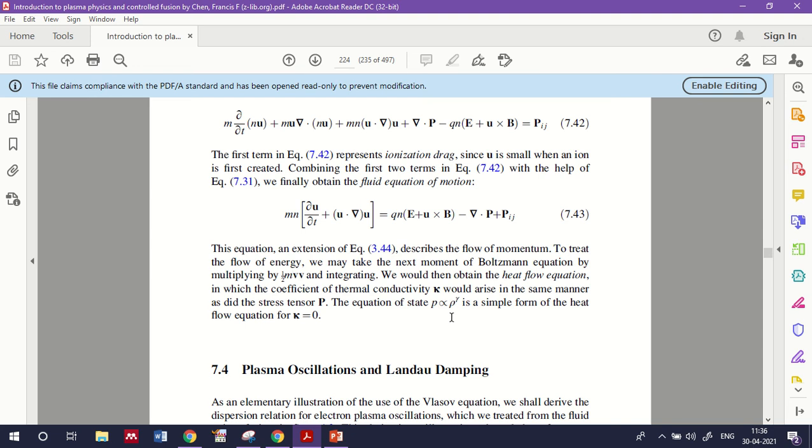of electrodynamics. Okay, if you have any doubt on this part, you can ask me now.